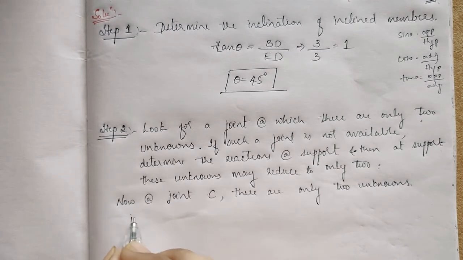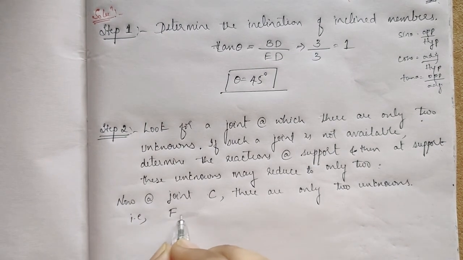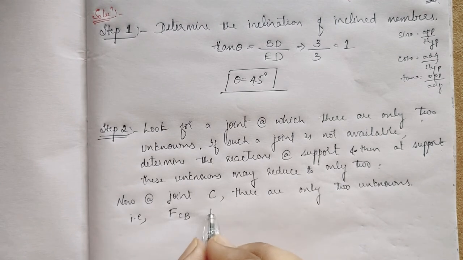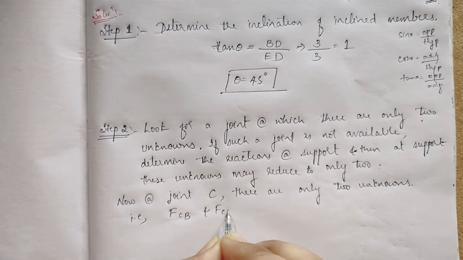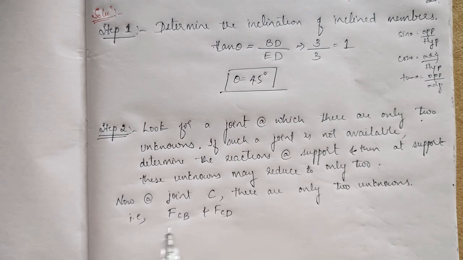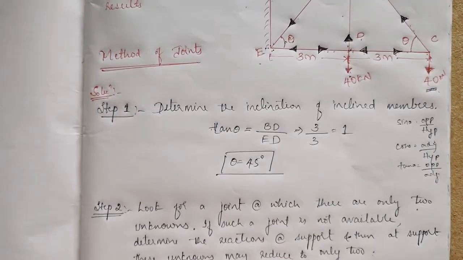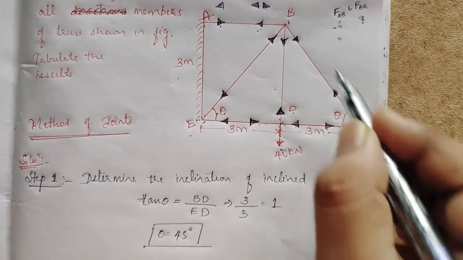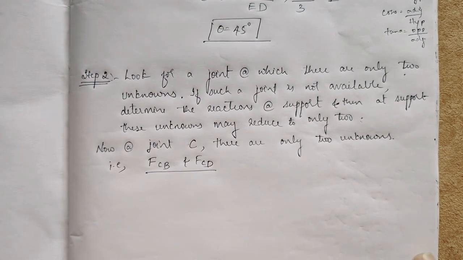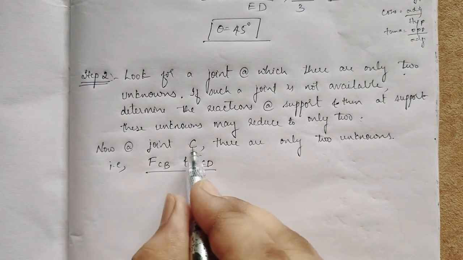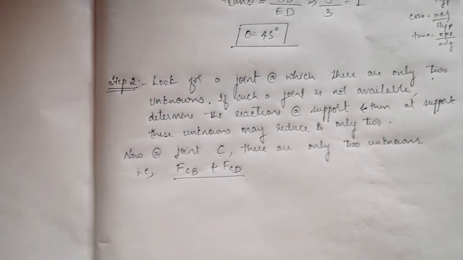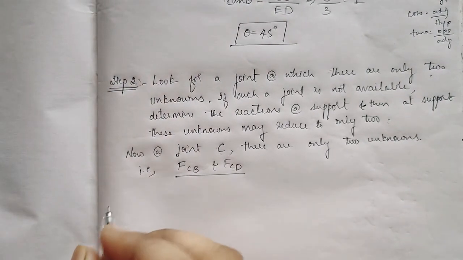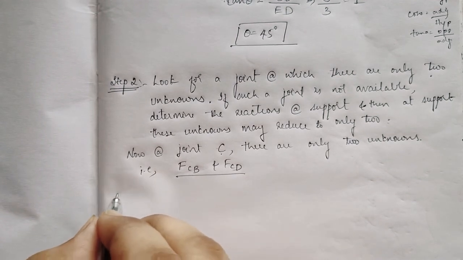Okay, there are only 2 unknowns, that is force in CB and force in CD. Okay, force in CD and force in CB, that is FCD, FCB. 2 forces, right? Force CD, force CB are unknown. This 40 kilonewton force is known, so I'll take that. I'll take joint C. So taking a joint is the step 2. Now I'll go to the step 3.